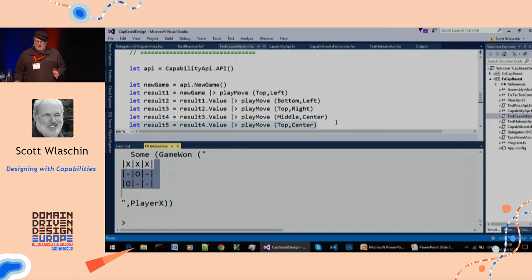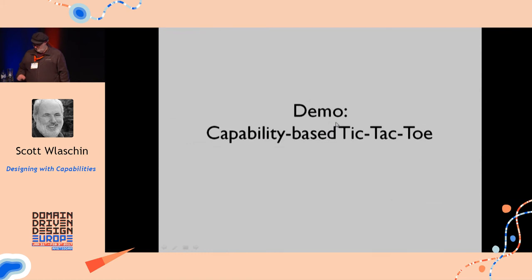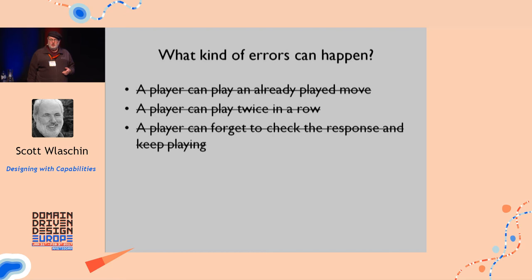So that's the idea behind a capability-based interface. All right, so look at the errors that we had before. Can you play an already played move? No, you can't. Can you play twice in a row? No, you can't. Can you forget to check the response and keep playing? No, you can't. So this is a nice, safe, secure design. It stops people doing bad things.